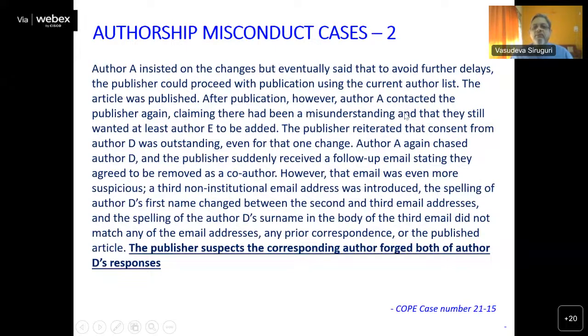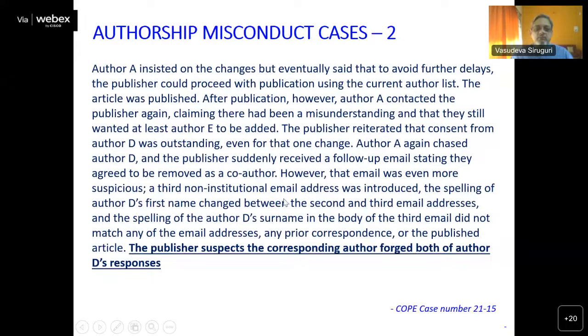After publication, again author A contacts the journal saying that there was a misunderstanding and they still wanted at least author E to be added. Okay. Then the publisher reiterated that the consent from the original author D is still outstanding and nothing can be done till they get a response from author D. Once the journal editor told this corresponding author this fact, he suddenly receives a follow-up email stating that person D agrees to be removed as co-author.